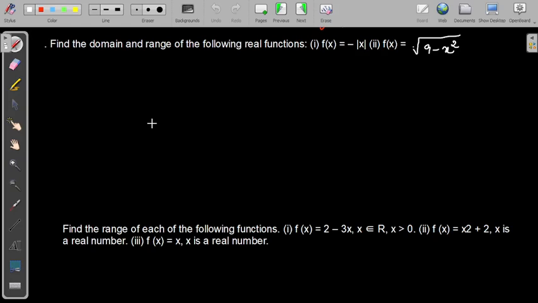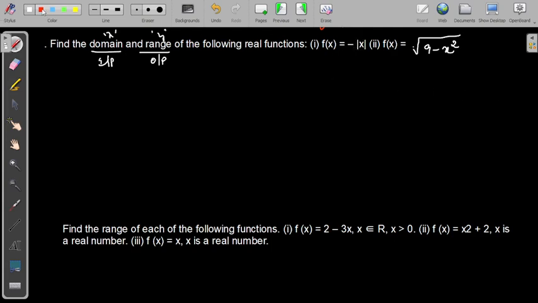In this video, I'll solve two problems of finding domain and range of the given function. You know that domain is all possible inputs for the function. Range is nothing but all possible outputs you will get out of the function. Domain means possible values of x. Range means possible values of y.